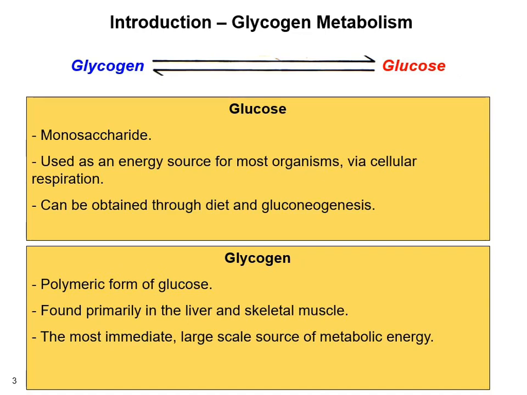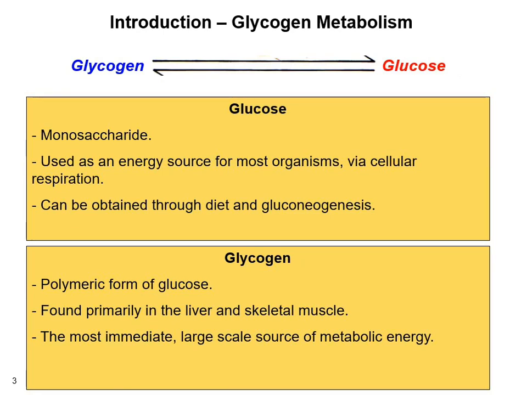And where can we get glucose? We can get glucose through our diet. That's the main source. But we can also get it through gluconeogenesis, which is a process we'll learn about next in a future lecture. Glycogen is a polymeric form of glucose. And when we studied carbohydrates a while ago, we learned that glycogen is basically just chains of glucose molecules. A more scientific way to say that is we have polymers of glucose.